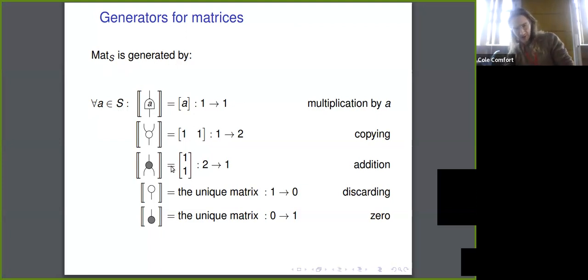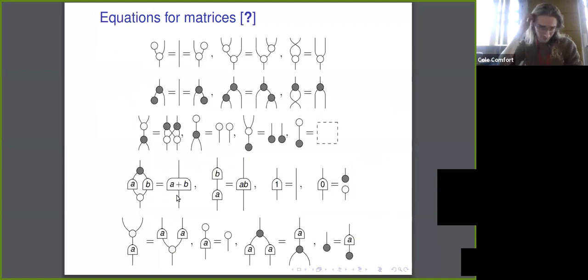You have addition, which takes two things and sums them. So you can imagine if you put a vector beside this, you multiply, this sums them. And then you have discarding and the unit, the zero. When people think of matrices, usually they don't think of matrices as possibly having dimension 0, but you need this for the theory to work. And if you impose all of these equations, my references aren't working here, then you get that this is complete for matrices over that field.